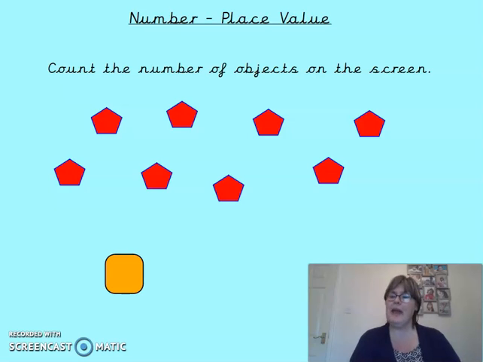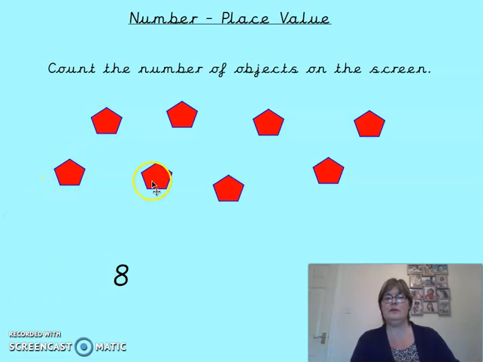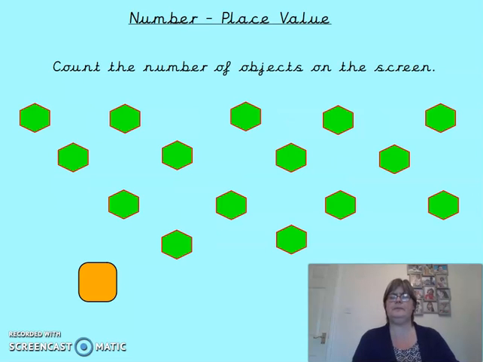Okay, could you count the pentagons for me? How many are there? Yes, so if you counted correctly, you will see that there were 8 pentagons. 1, 2, 3, 4, 5, 6, 7, 8. 8 pentagons. So 8 is a single digit number. There's just one number written, just the number 8. Let's have a look at the next one and see if that's a single digit number.